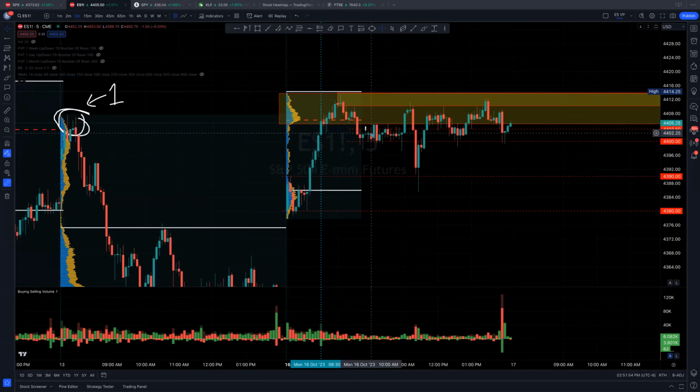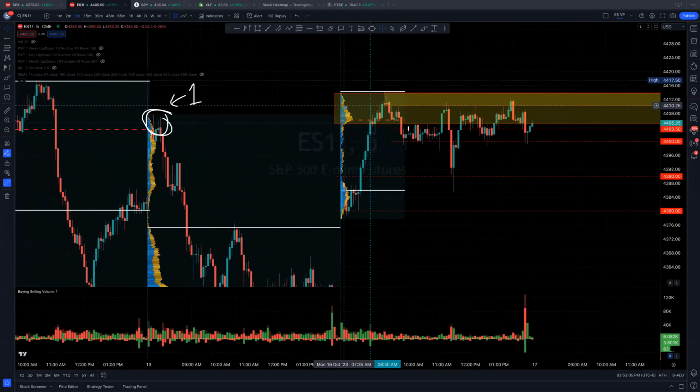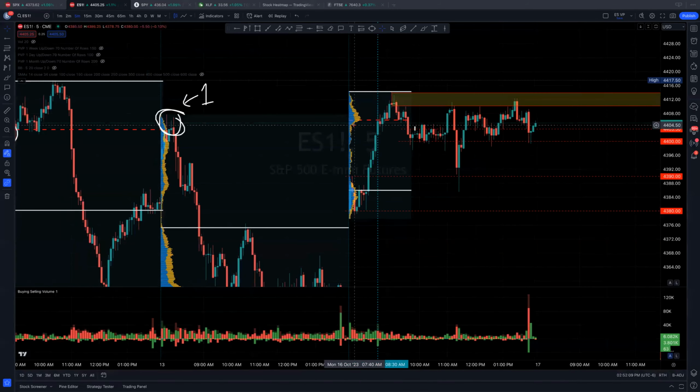It's okay to get stopped out, reassess price action and see what happens next. But you can see how, let me delete this, you can see how this volume profile here, this high volume node, acted as resistance for the session, and how this high volume node down here acted as support.